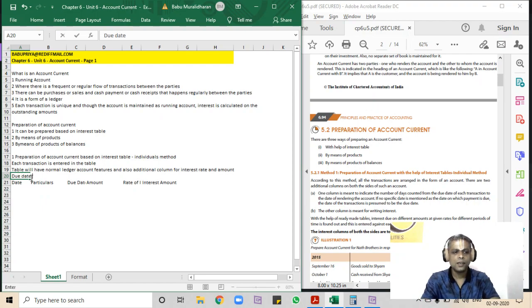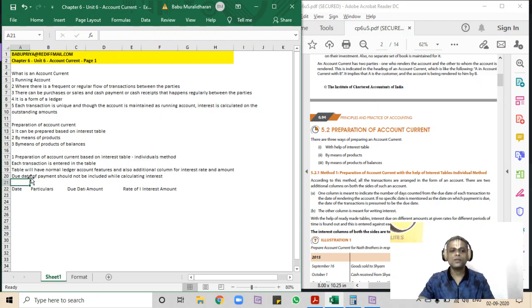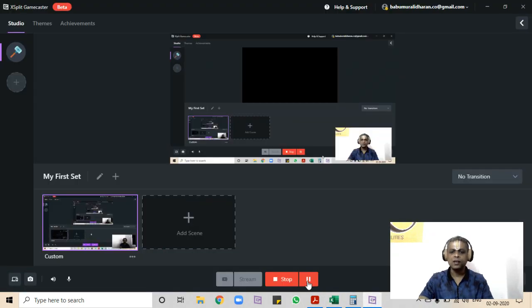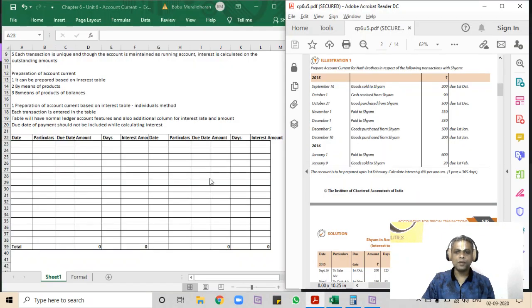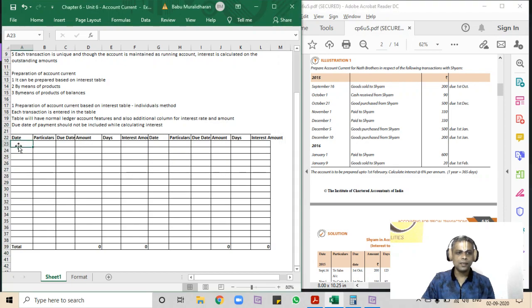Due date of payment should not be included while calculating interest unless otherwise agreed between the parties, right? So this is one of the most common features of this. Let's get into an illustration now to understand this more easily. I just prepared the table for easy reference, and we are in illustration 1.